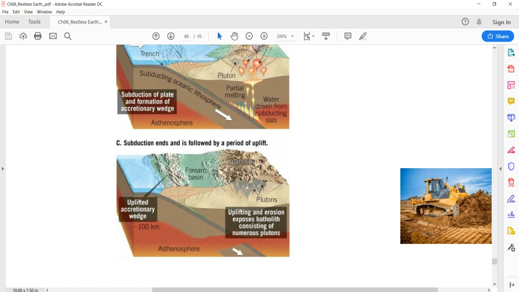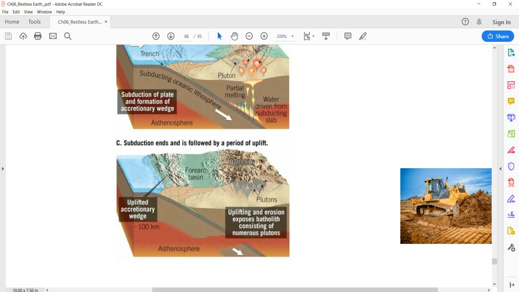And then you have lots of these intrusive plutons. These are intrusive igneous rock. You might remember that term from the chapter on rocks, where the type of igneous rock which solidifies in the interior of the Earth. So those are the plutons, and when you have a group of plutons, this creates a very massive plutonic or igneous structure called a batholith.